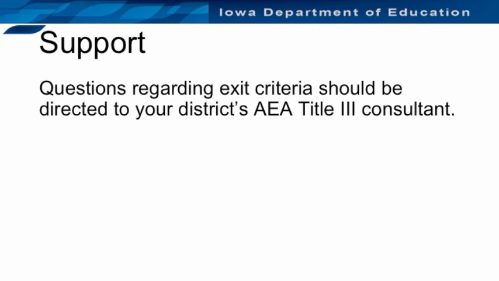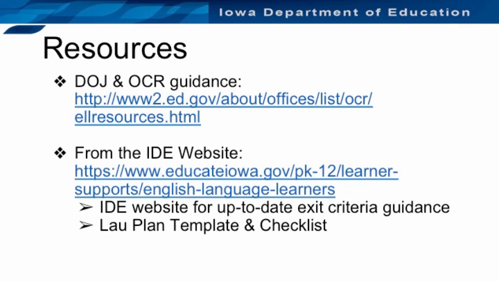For additional support, if you should still have questions regarding exit criteria, make sure that you contact your district's AEA Title III consultant. Additional resources can be found as listed below. The Department of Justice and Office of Civil Rights guidance is located at the link listed, and from the Iowa Department of Ed website, the link is there, and you should check there for up-to-date exit criteria guidance, as well as the LAU plan template and checklist.